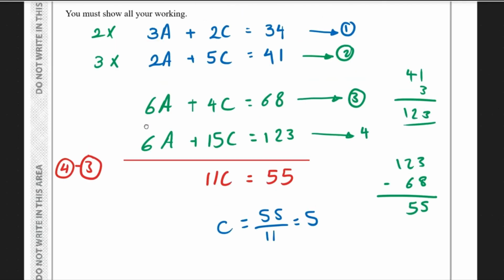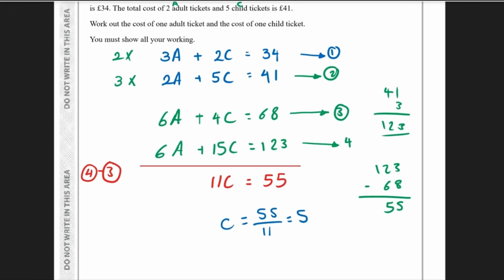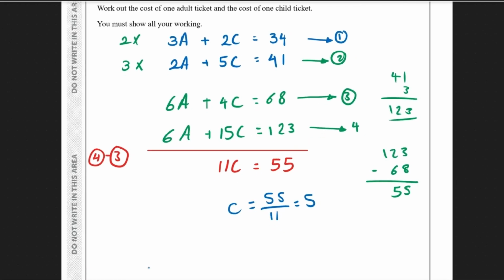You can substitute the value of the child ticket, which is 5, into any of the four equations. So let's take the easiest one, which is equation number 1. So 3a, substitute into equation 1. 3a plus 2c, as you can see here, this is 2c, and we know c now is equal to 5, so 2 times 5 would equal 10, equals 34.